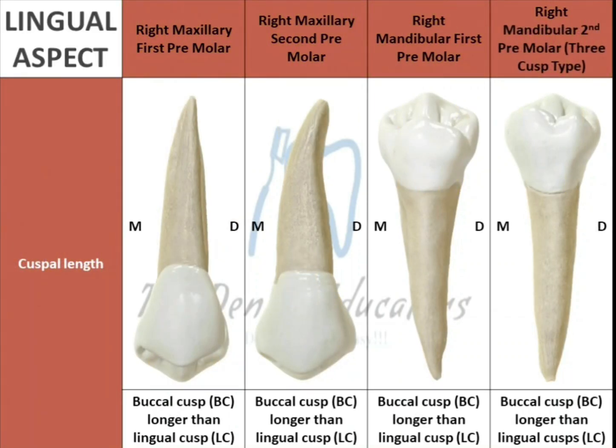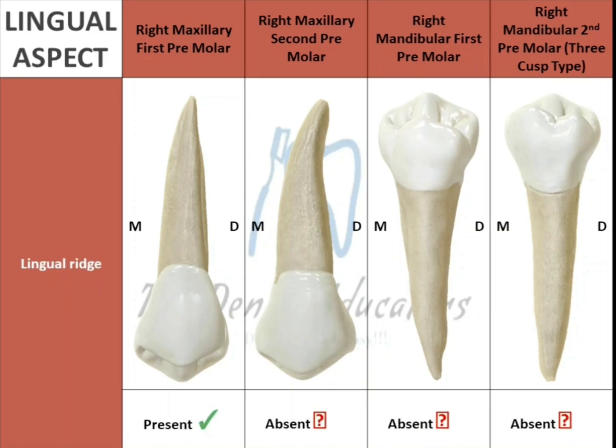On viewing from the lingual aspect, it is observed that the buccal cusps are longer than the lingual cusps for both maxillary and mandibular premolars. In today's lecture we are discussing the 3-cusp mandibular second premolar, which tends to have 2 lingual and 1 buccal cusp. The cusp on the mesial side, the mesio-lingual cusp, and the cusp on the distal side, the disto-lingual cusp, are also smaller than the buccal cusp of the mandibular second premolar.